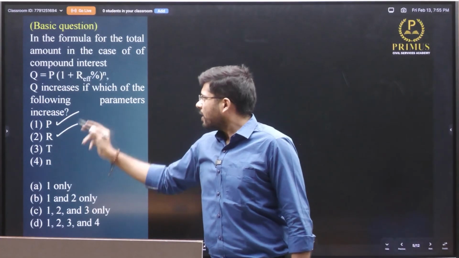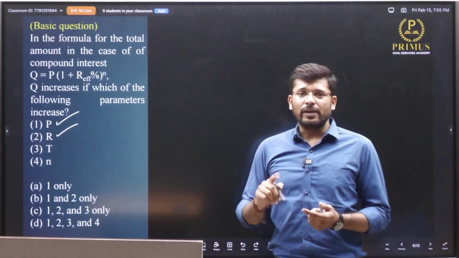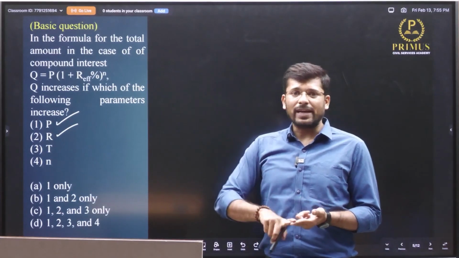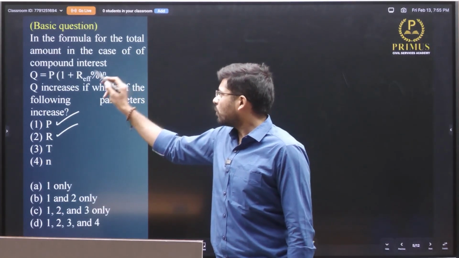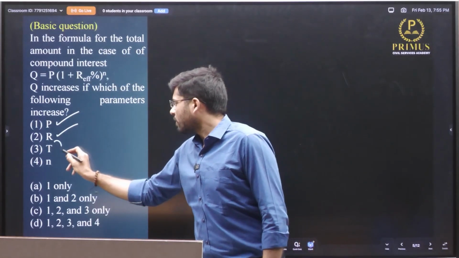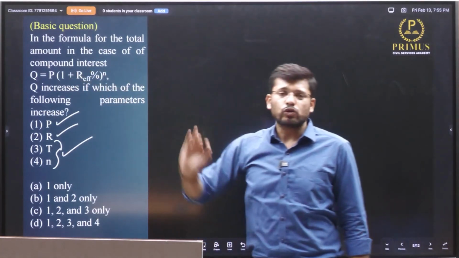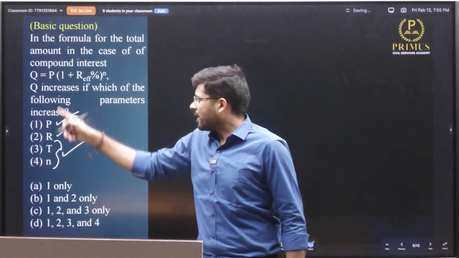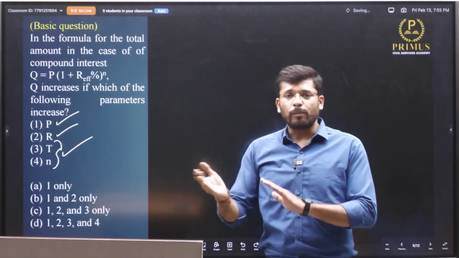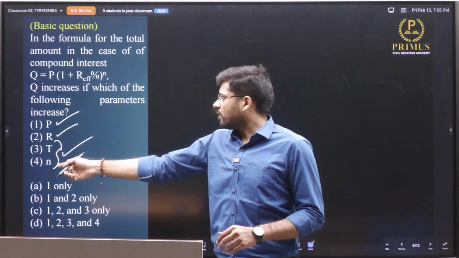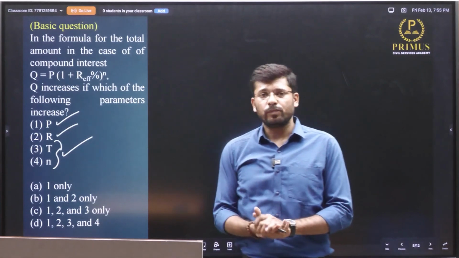And N and T, they are complementary. If N is more, T will be more. If T is more, N will be more. And if either of them is more, then Q will be more. So together, if both of them increase, then also Q will increase. So Q is dependent on all the 4 factors proportionately. So if any of these increase, Q will also increase.